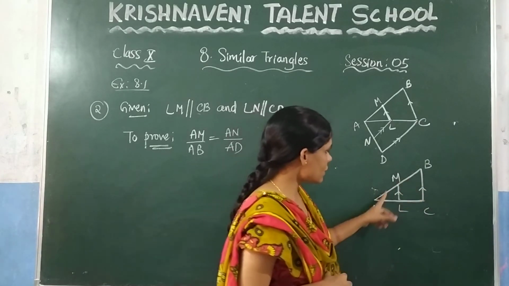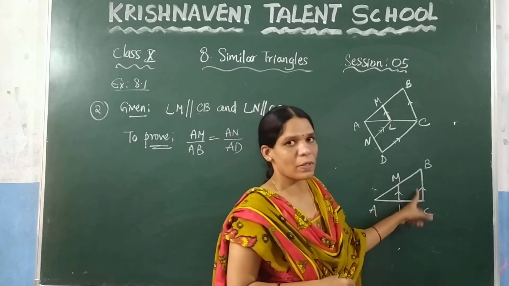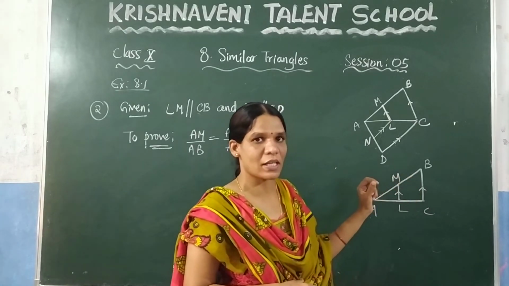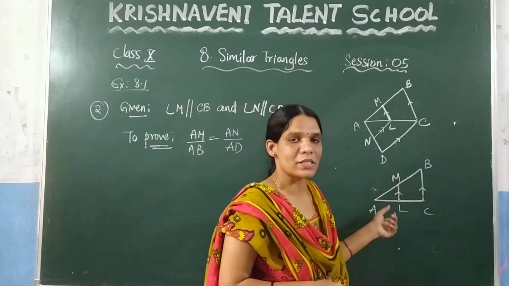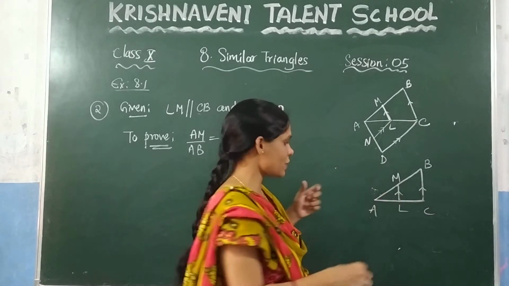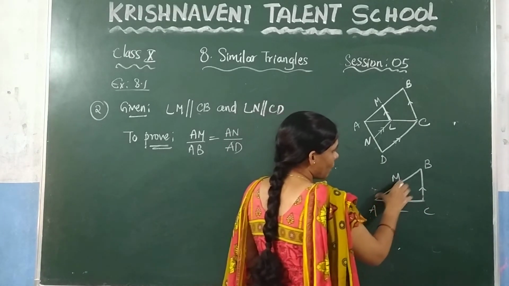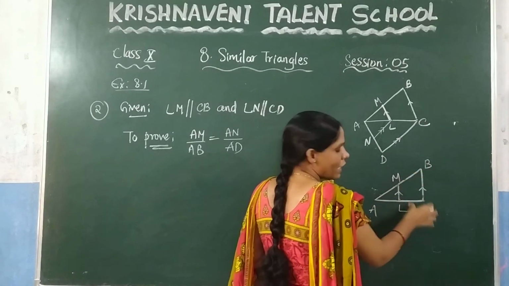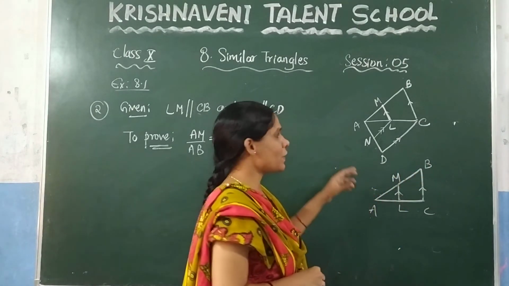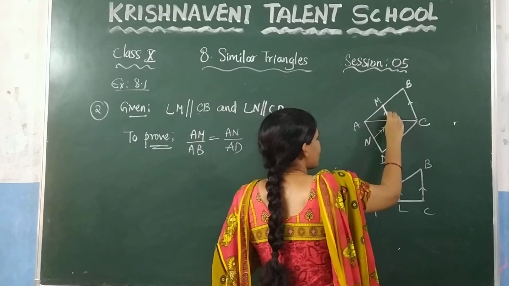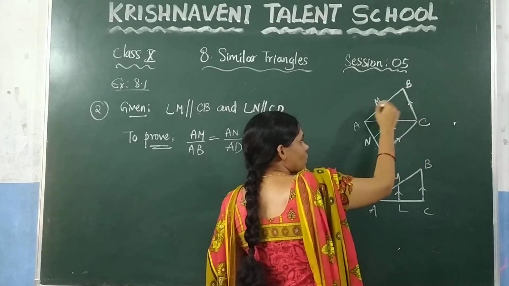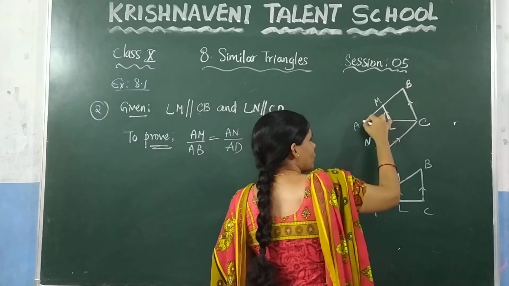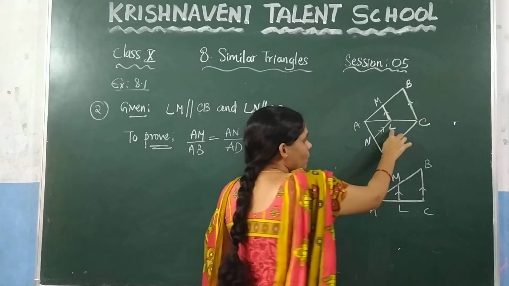So if you consider this triangle, these two sides are parallel. Based on the Thales theorem, what we can say is, if a line is parallel to one side of the triangle, then the other two sides are divided in the same ratio. That means here you can say AN by MB is equal to AN by LC. Just draw it separately. Here you can observe that this line is parallel to this line. So by the basic proportionality theorem, you can say that AN by MB is equal to AN by LC.